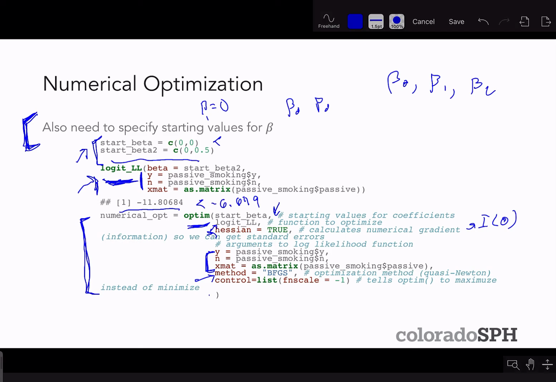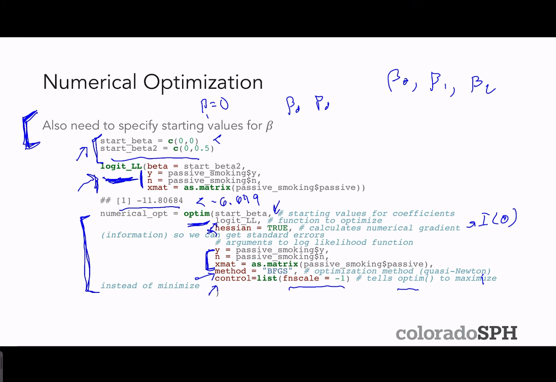And then finally, this control parameter says the function scale is -1. All of this is doing is that, the default for optim is to actually minimize this function, and we want to maximize it. So this is just telling this optim function that, hey, we actually don't want to find the minimum of this log likelihood, we want to find the maximum of this log likelihood. So we go ahead and run this code, and it will calculate an estimate of the maximum of the log likelihood for these parameters beta 0 and beta 1.